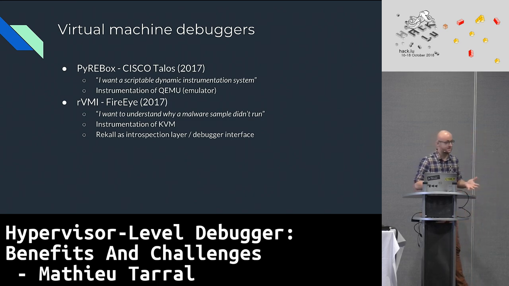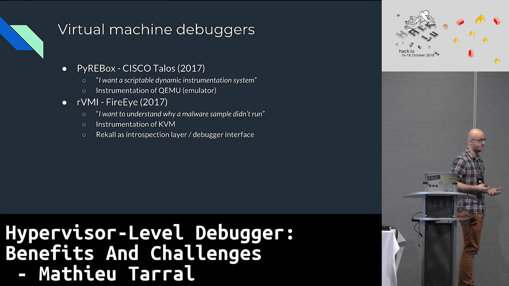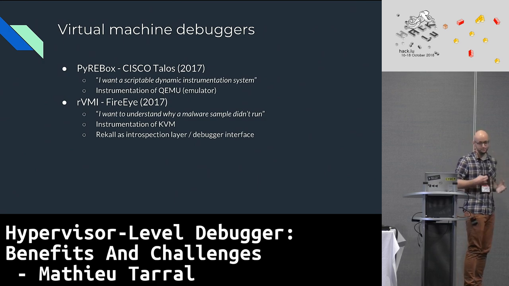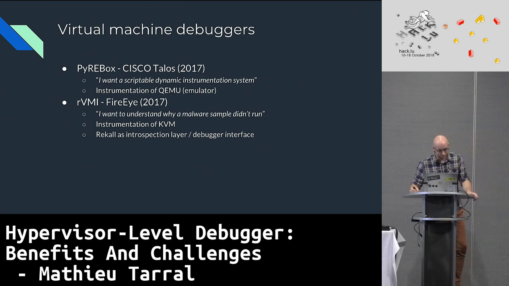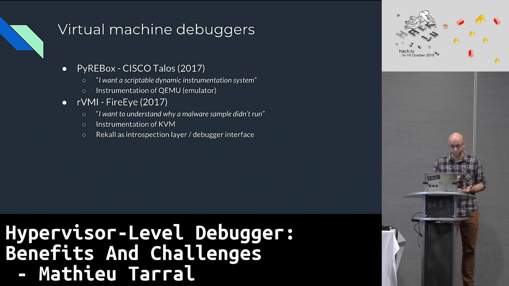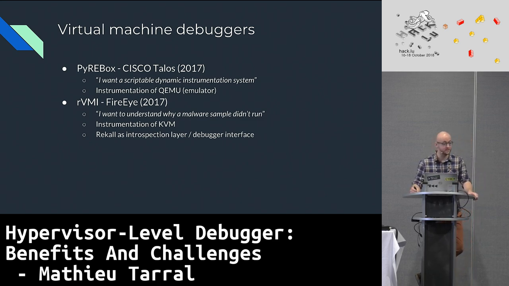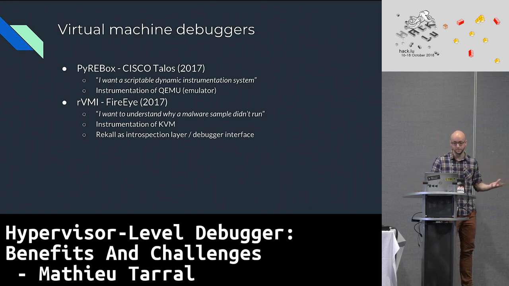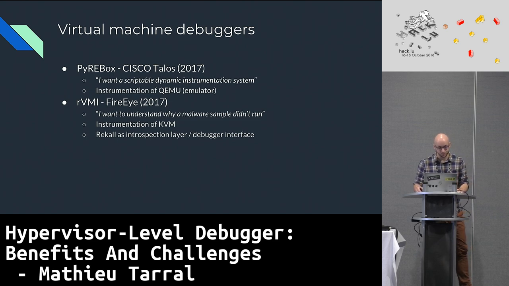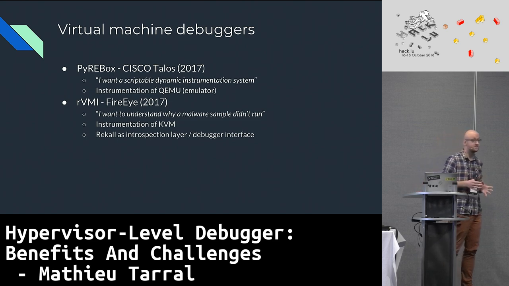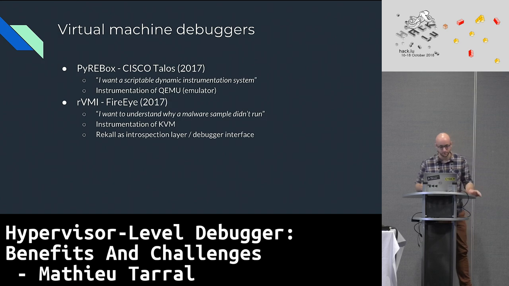What they wanted to have is, let's say, a dynamic instrumentation system, high level, with a lot of callbacks. So they instrumented the whole QEMU. QEMU as an emulator. They added plenty of callbacks inside it, and it's great. Because you can have even callbacks on instruction level, or when a block starts or ends. And on top of that, you have high-level scripts in Python to introspect the guest. So it's really great for malware analysis, and it's maintained at the same time.